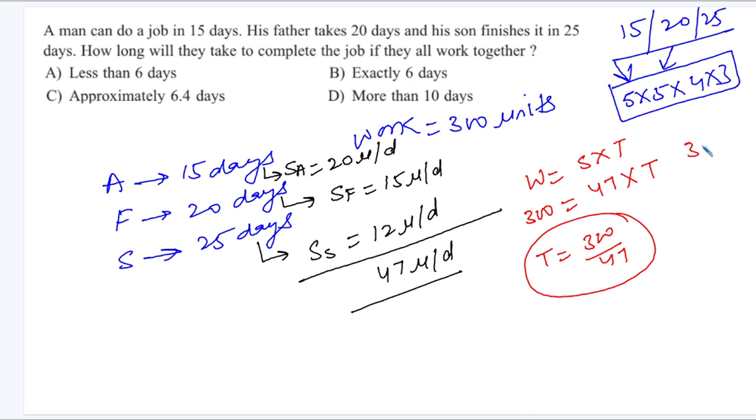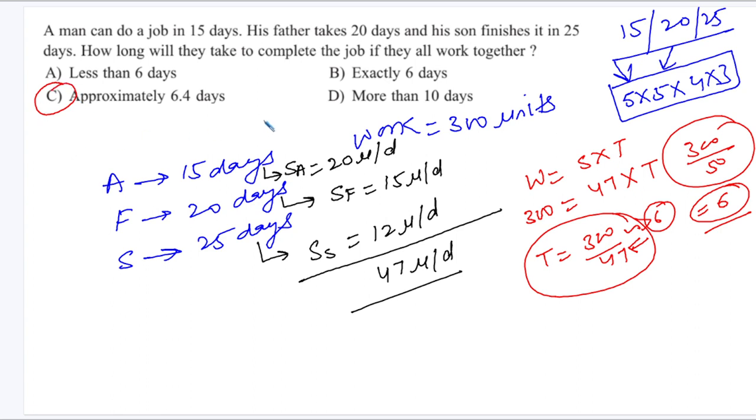What if this would have been 300 by 50? The answer would have come 6 days. But still, since it's less than 50, the answer will come slightly greater than 6. So the best possible answer here is approximately 6.4 days. See, it's not less than 6 days in any case. It's not exactly 6 days because this denominator is not 50, and it won't even reach 10 days because 10 is too far. I'm comparing it with a slightly bigger number, 50. So the answer is 6 for that 50.